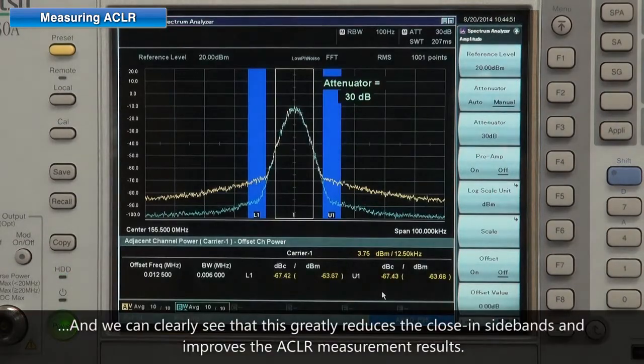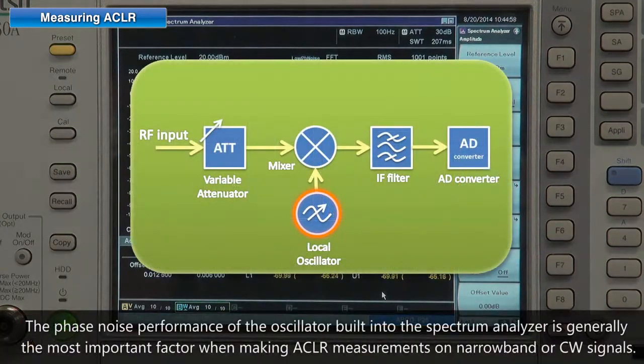And we can clearly see that this greatly reduces the close-in sidebands and improves the ACLR measurement results. The phase noise performance of the oscillator built into the spectrum analyzer is generally the most important factor when making ACLR measurements on narrowband or CW signals.